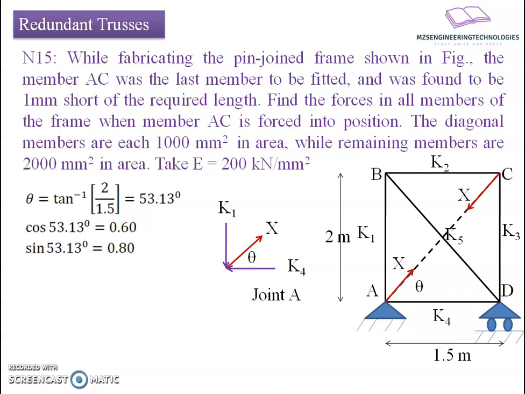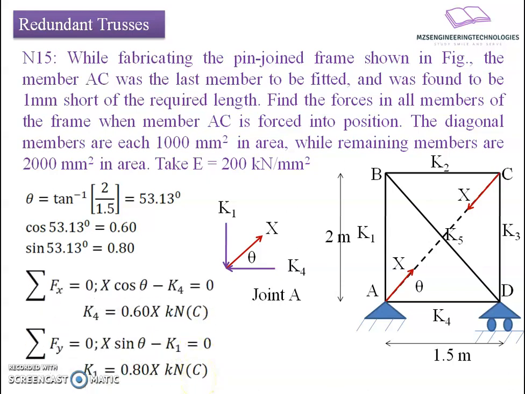The cos 53.13 result is a value of 0.60 and sine 53.13 degrees results in a value of 0.80. If we apply the static equilibrium equation to this particular joint, we get summation of Fx equals 0: X cos of theta, the horizontal component, moving towards the right-hand side, and we have considered K4 to move towards the left-hand side to have equilibrium here.